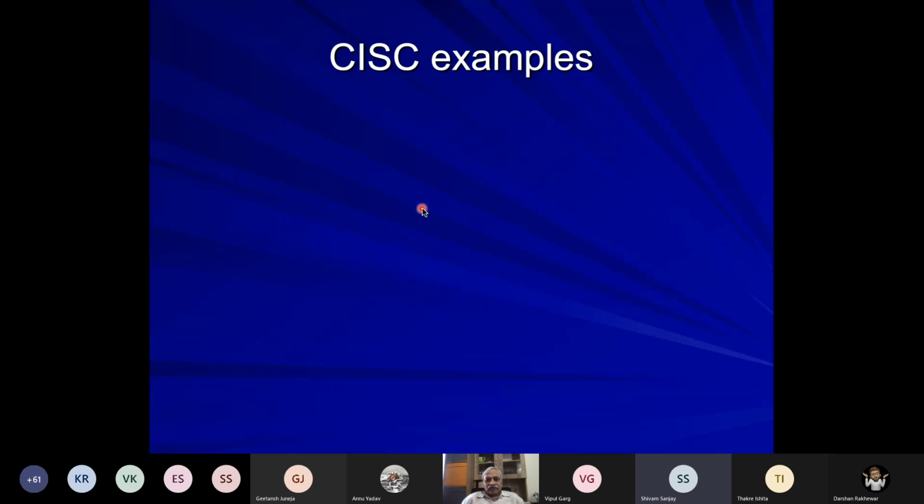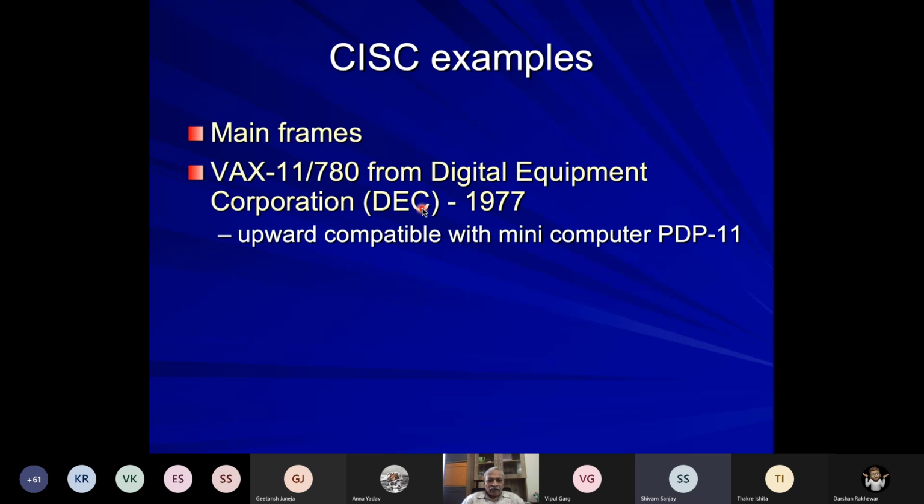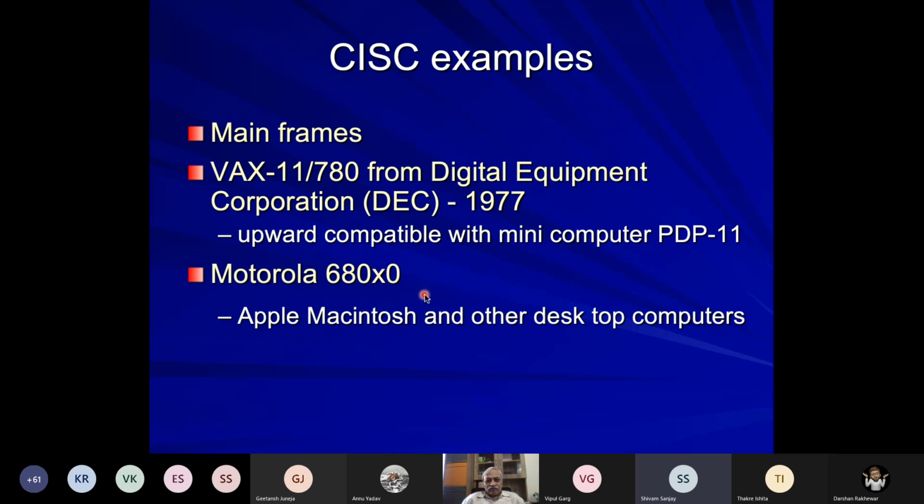Now, on the other hand, for examples of CISC architecture, the mainframes were typically CISC. So CDC, which was also a mainframe and which I just mentioned, was an exception. And this VAX-11/780 is a classical example of something which is very complex. It was upward compatible with PDP-11, which was a minicomputer. Then Motorola had the 680x0, where X indicates a series of generations. So 68000, 68010, 68020, 30, 40, and so on. So a whole lot of machines formed a series. And this was used in Apple Macintosh and other desktop computers.